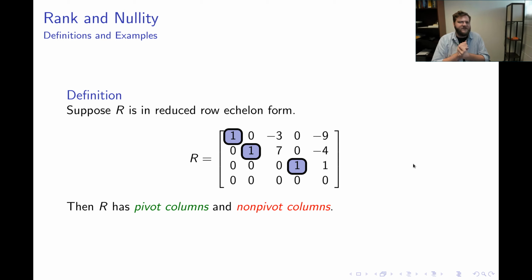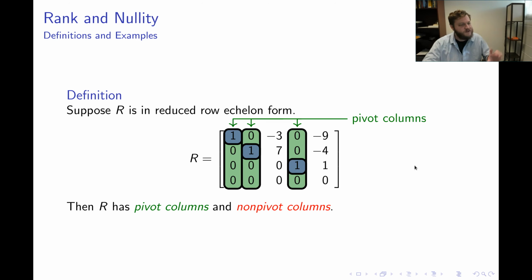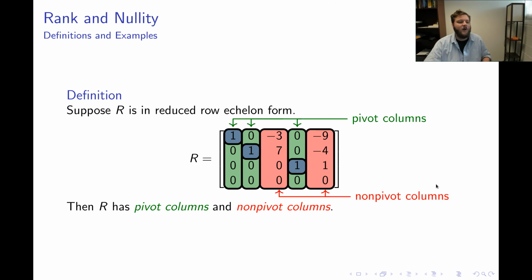So one thing that happens in reduced row echelon form is there is a sort of separation of columns. Some columns have pivots, other columns don't have pivots. Columns that have pivots are called pivot columns. So in this situation, the pivot columns are columns 1, 2, and 4. Columns without a pivot are called non-pivot columns. In this situation, that would be columns 3 and 5. So if you're in reduced row echelon form, every column is either a pivot column, meaning there's a pivot in the column, or a non-pivot column, meaning there is no pivot in the column.